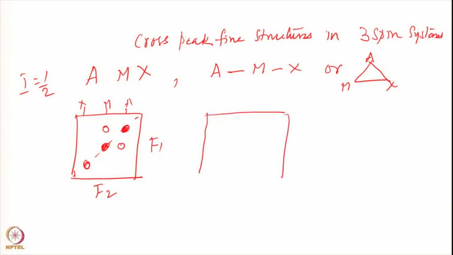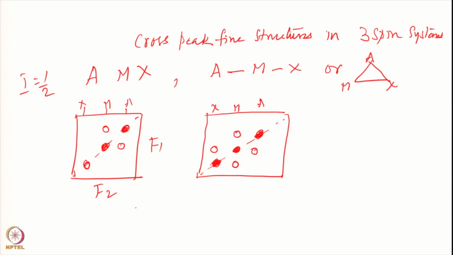For the linear system, this we call the linear system. So A, M, X, this is A, this is M, this is X. So A to M there is a cross peak here, and therefore there will also be a cross peak here, and M to X also there will be coupling, there is also a cross peak here, there is also a cross peak here. Because remember these are J coupled, this happens through J coupling. Okay, this should be on the same line. So this happens through J coupling.